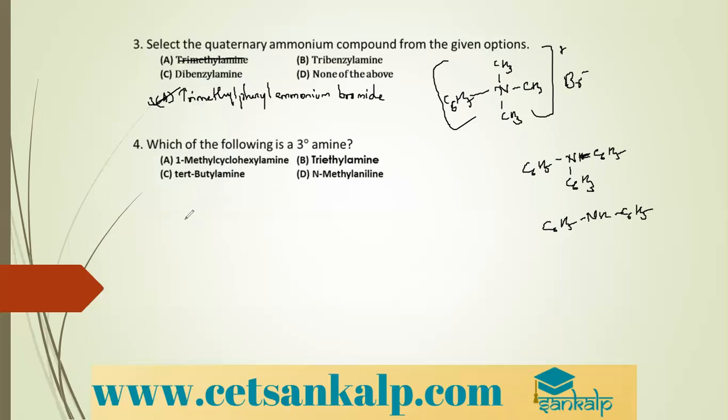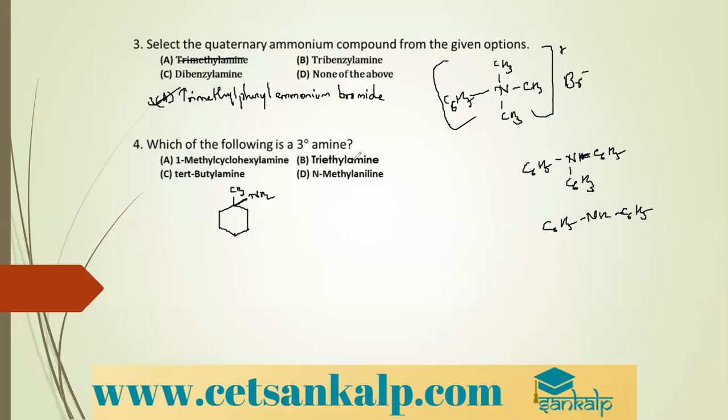1-methyl cyclohexylamine. Let us see. Cyclohexyl means there is hexane, and cyclo means it is a ring structure. For 1-methyl, let me say any of the carbon atoms becomes 1. I need not represent CH3, it is understood: if this bond is there, it is CH3. Cyclohexylamine means an NH2 group. Where the NH2 group is there, that is number 1, and at that position there is a CH3 group. So this is the structure of the first option.